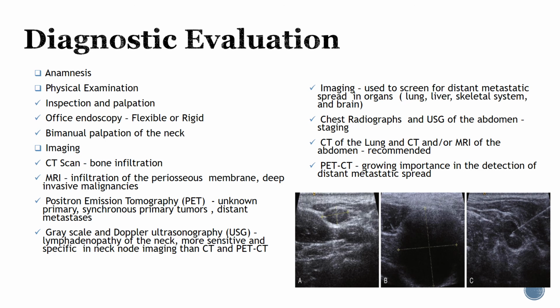Retropharyngeal nodes and deep structures are not accessible using ultrasound and need to be evaluated in the CT or MRI imaging done for the primary. Imaging is used to screen for distant metastatic spread in organs such as the lung, liver, skeletal system, and brain. On the basis of the primary malignancy and the accompanying likelihood of distant metastasis, chest radiographs and ultrasound of the abdomen might be sufficient staging methods. CT of the lung and CT and MRI of the abdomen are recommended. PET-CT has been growing in importance in the detection of distant metastatic spread.